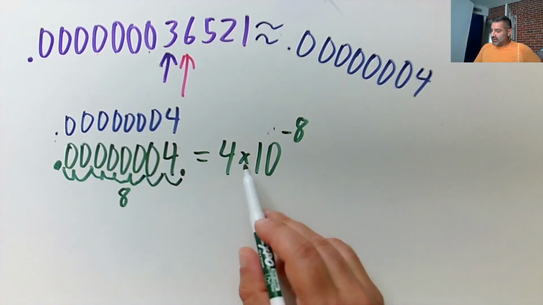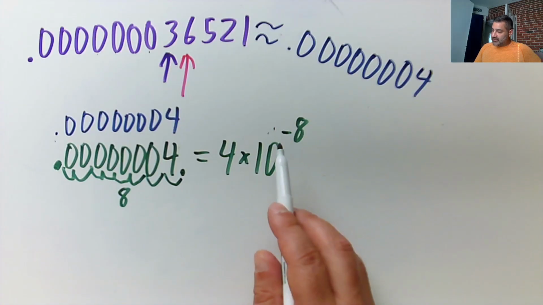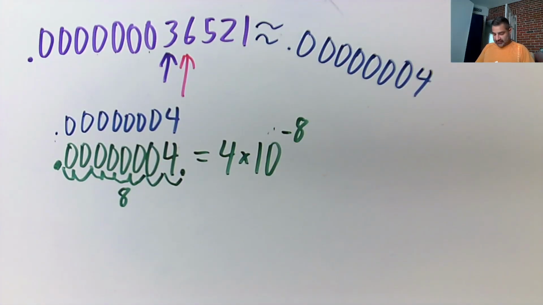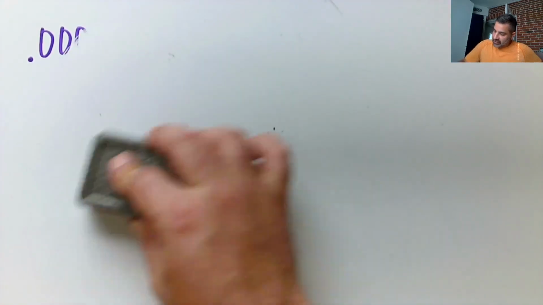If the number is below 1, the exponent is going to be negative. If it's above 1, it's going to be positive. So we got 4 times 10 to the negative 8, and that's how you convert from a decimal number to a scientific notation number.